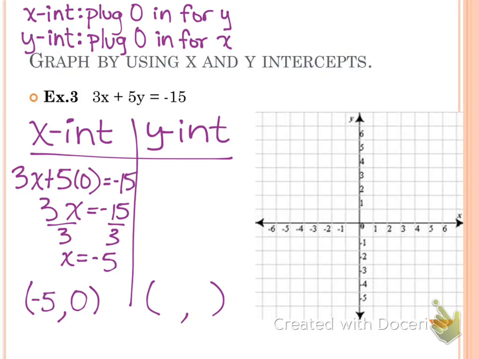For the y-intercept, we have a similar process, except this time we're plugging 0 in for x. So we have 3 times 0 plus 5y equals negative 15. 3 times 0. Well, let's try that again. 3 times 0. 0. 0 plus 5y stays 5y. Somebody new, tell me how to solve this one.